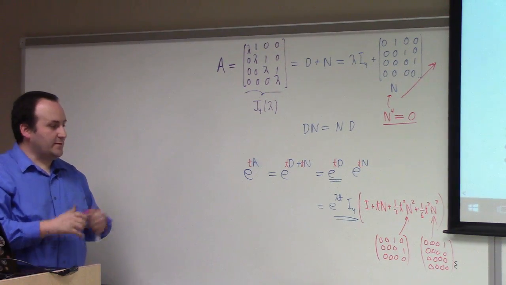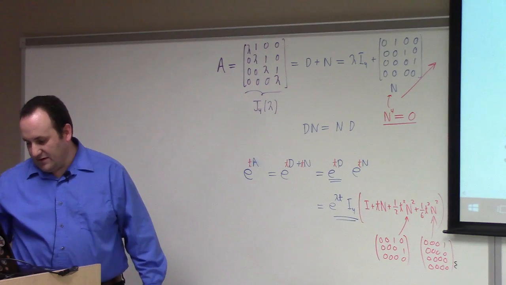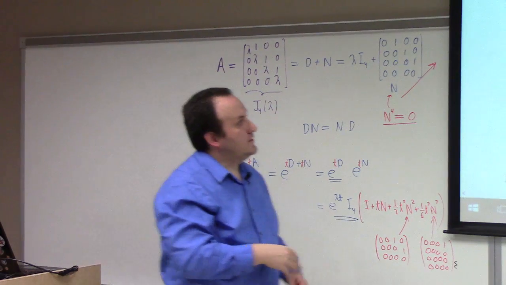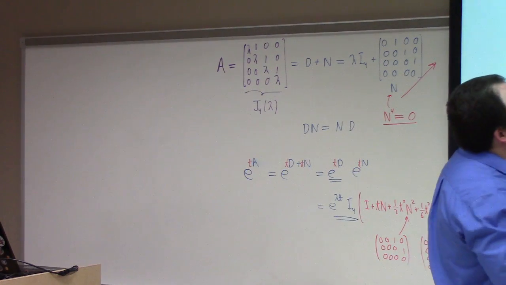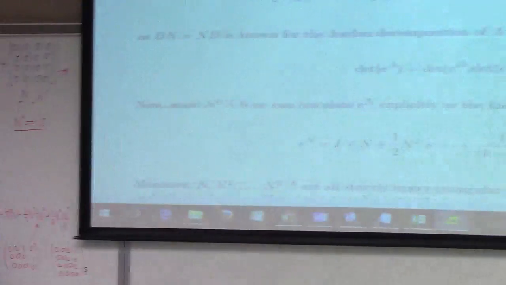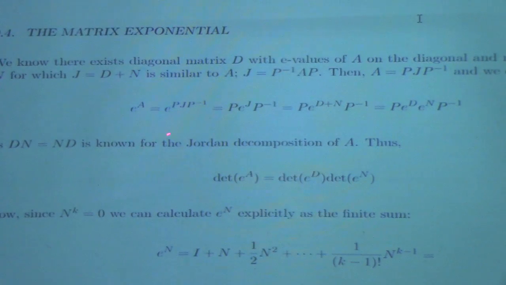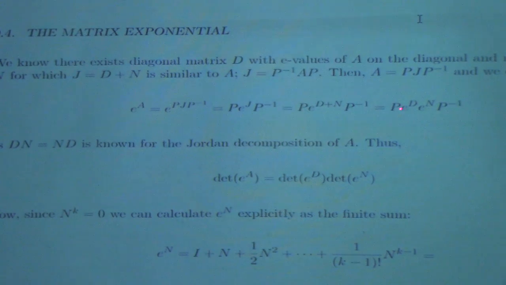So anyway, that's how we can calculate the matrix exponential. And I basically use that here to argue that if we have A, there's a similarity transformation to the Jordan form. With respect to that, we have P e to the D, e to the N, P inverse. The determinant of the exponential is the determinant of these, but by properties of the determinant, the P and the P inverse cancel, and you just have the determinant of e to the D and the determinant of e to the N.